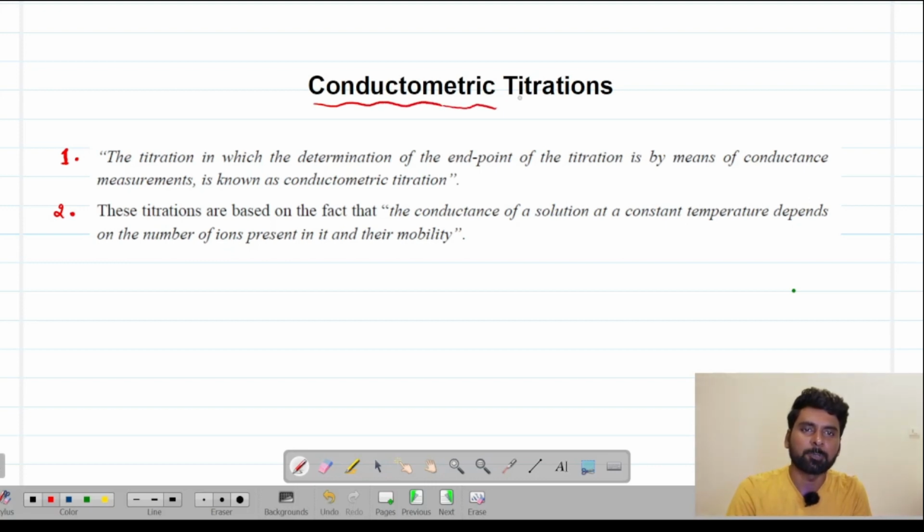This is the actual topic for which you requested me to make a video. So let us take the definition of conductometric titration. Okay, before going to the definition of conductometric titration, let's see what a titration is.